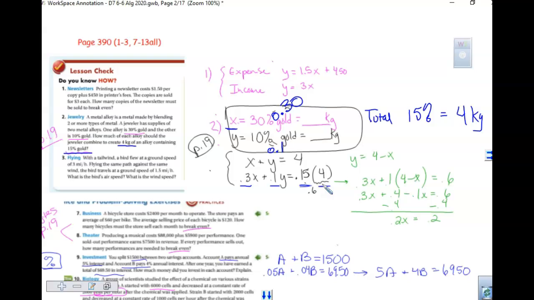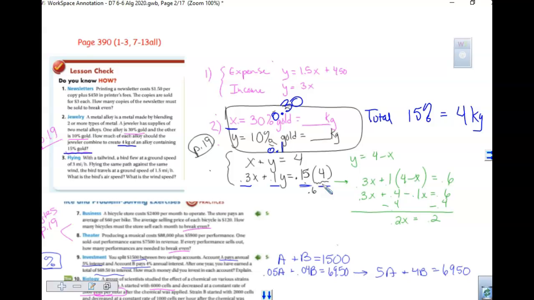And so the biggest mistake there is that people want to just put either the 0.15 there, or they want to just put the 4. Okay? So that was question number 2.